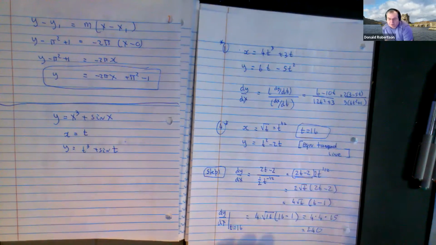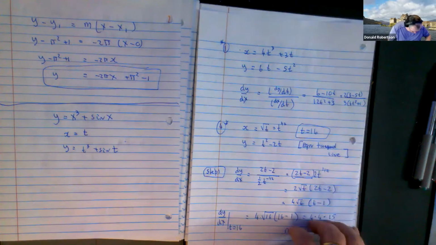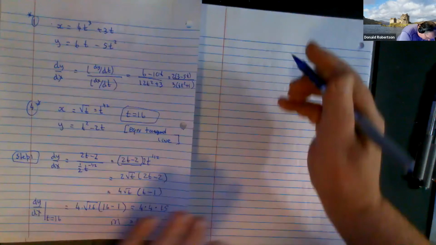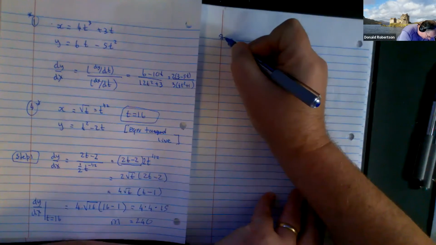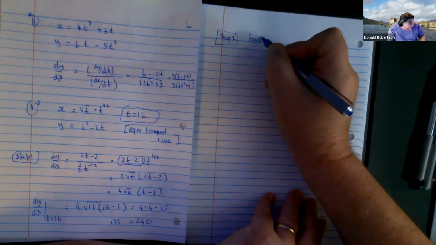Are you comfortable about this slope being 240? Provided I can count. Does that look reasonable? Big, but that's what the answer is. Well, that's step 1, find the derivative. Step 2, find the coordinates of the point. Well, we've done this before.